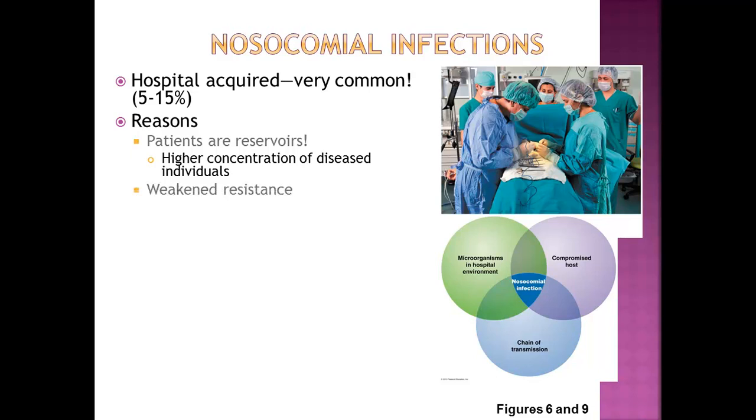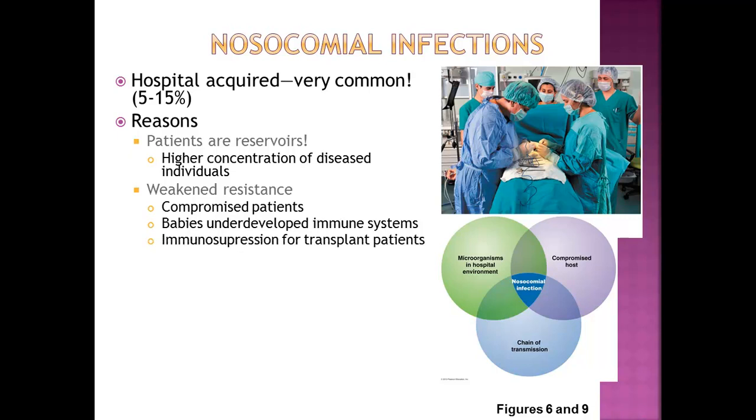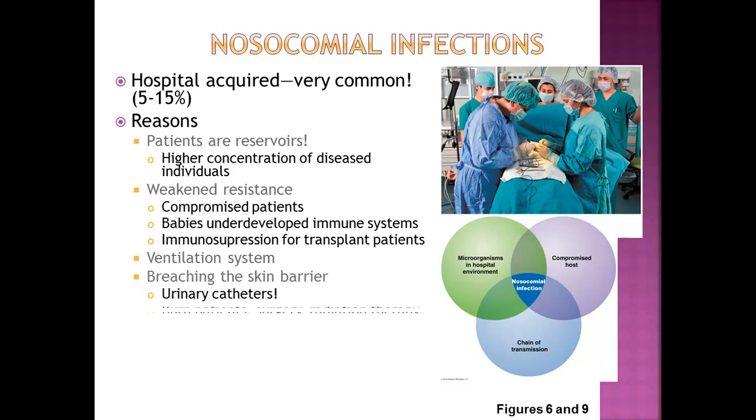There's weakened resistance, so you have compromised patients. Babies with underdeveloped immune systems. You have immunosuppression for transplant patients. The ventilation system. Breaching the skin barrier using urinary catheters. Burn patients, surgery, radiation therapy. And of course, we have resistant bacteria.